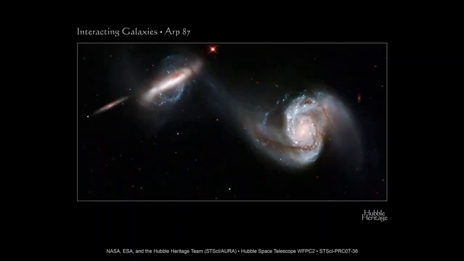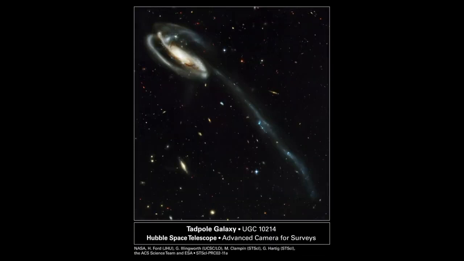And that's what we see with the ARP-87 interacting galaxies. This group is called ARP after Halton Arp, who is an amazing observer, and he found a whole bunch of very, very strange things. So if you look for the ARP catalog of galaxies, you're going to see all sorts of really interesting, peculiar galaxies. All right, so here's another peculiar galaxy called the Tadpole, which has an enormous tidal tail.